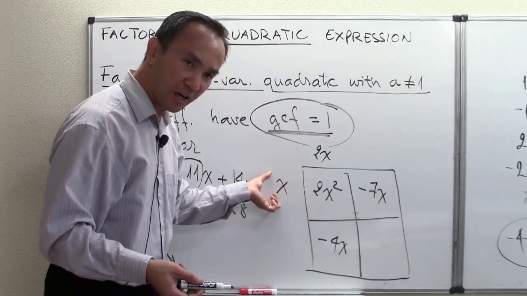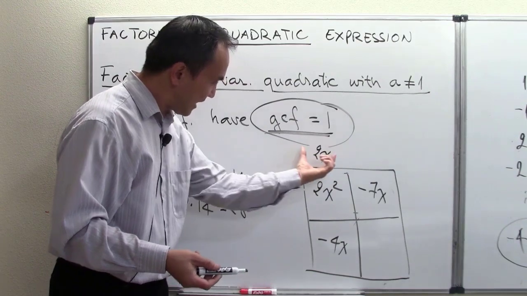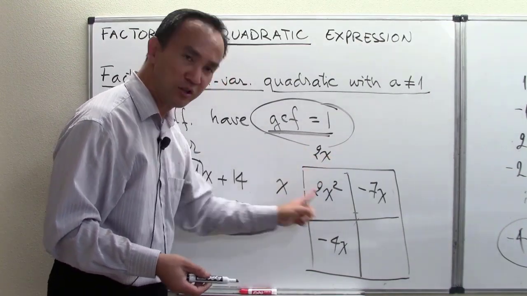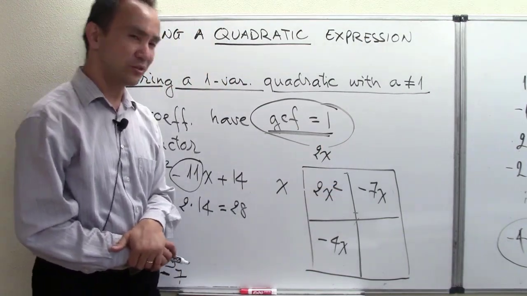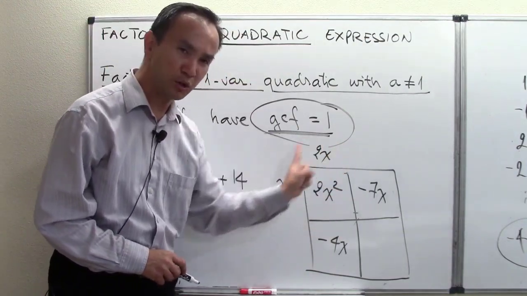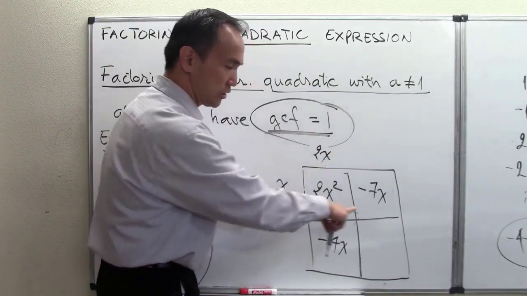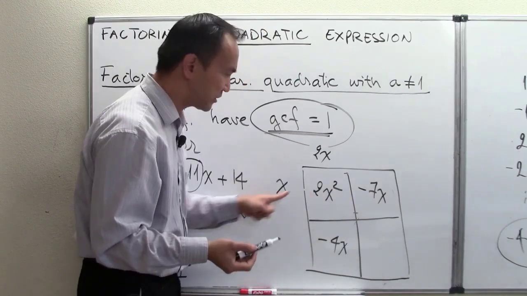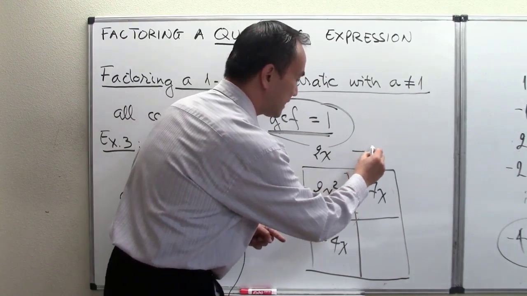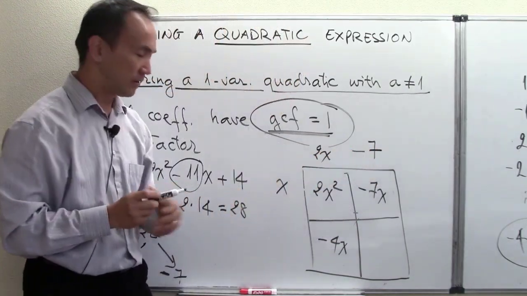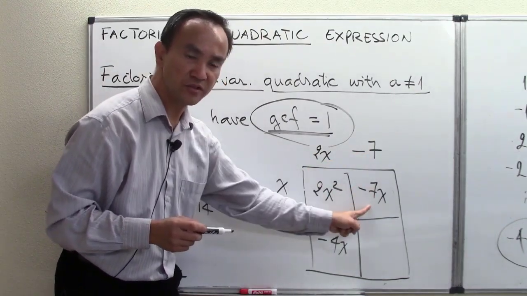So I found this one here, and now think about 2x. It has to be 2x, so 2x times x will give us 2x squared. And now again, think of this table as a multiplication table. What factor multiplying with x gives you minus 7x? What factor should I multiply with x to give you negative 7x? That other factor has to be minus 7, because minus 7 times x will give me minus 7x right here.